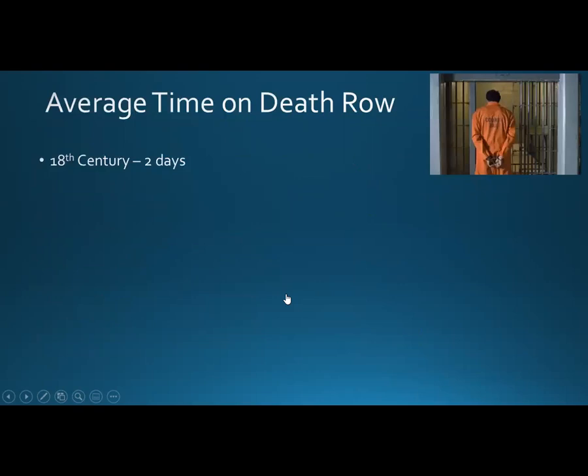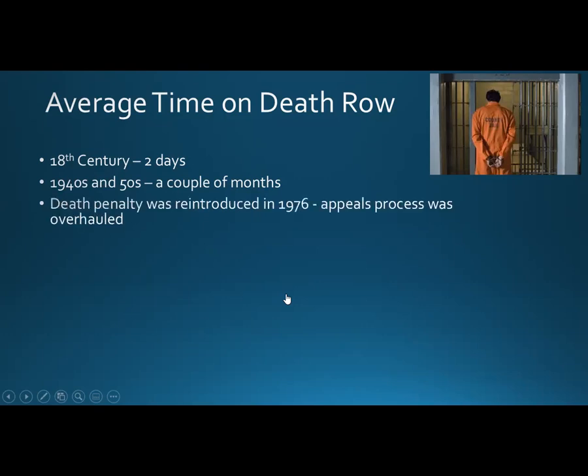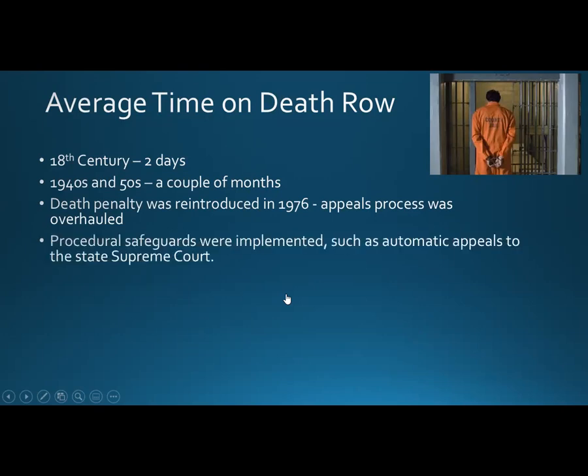Average time on death row. In the 18th century is 2 days. Not a whole lot of time to plead your case or come up with anything that would prove your innocence. In 1940s and 50s, it was a couple months. So at least you had some appeal time. But after 1976, when the death penalty was reintroduced, the whole appeals process was overhauled, and this is for the protection so you don't put an innocent man to death. And as of to date, there has been no proof that anybody innocent has been put to death, though you cannot say for an absolute certainty that an innocent person has not been put to death.